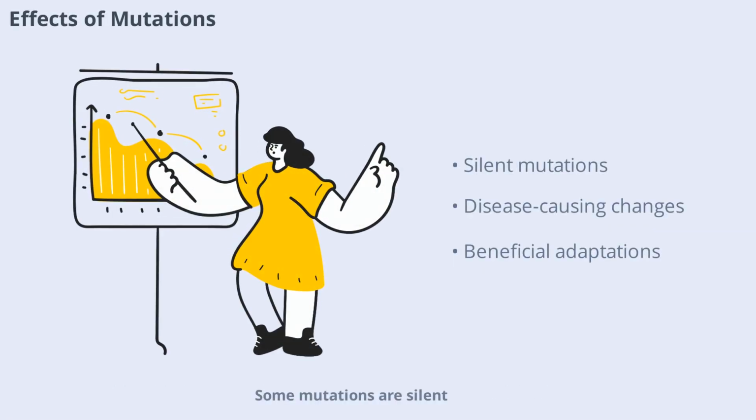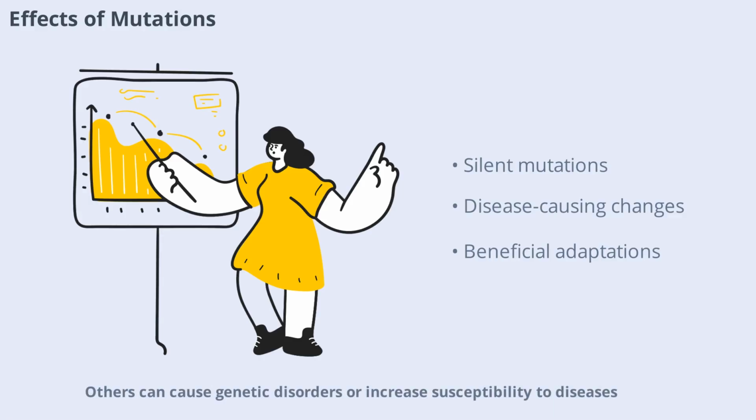Effects of mutations can range from harmless to life-altering. Some mutations are silent, meaning they don't change the function of the gene at all. Others can cause genetic disorders or increase susceptibility to diseases. Occasionally, mutations can be beneficial, providing advantages that help an organism survive and reproduce. For example, certain mutations have led to resistance against diseases or adaptation to new environments. The impact of a mutation depends on its type, location, and whether it affects critical genes.